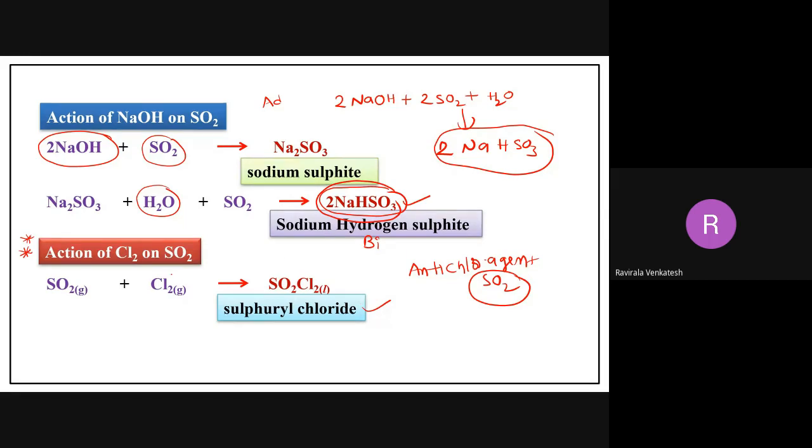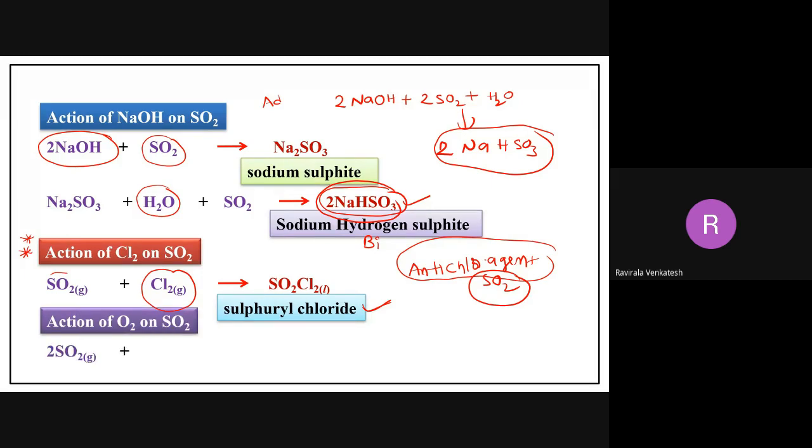अगर ज्यादा chlorine इस्तेमाल करें तो क्या होता है बेटा? जो ज्यादा chlorine रहते हैं ना उसको आप remove करना है. इसके लिए आप sulfur dioxide use करते हैं. Anti-chlorine agent means which removes the excess amount of the chlorine. So this is the reaction beta. So SO2 can act as an anti-chlorine agent.